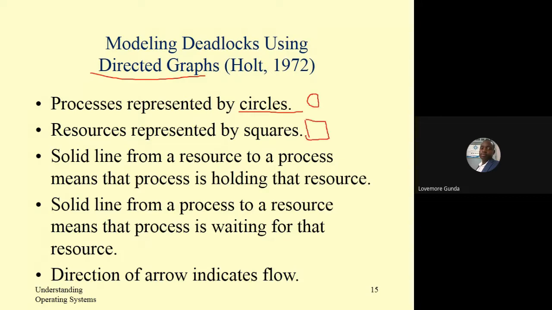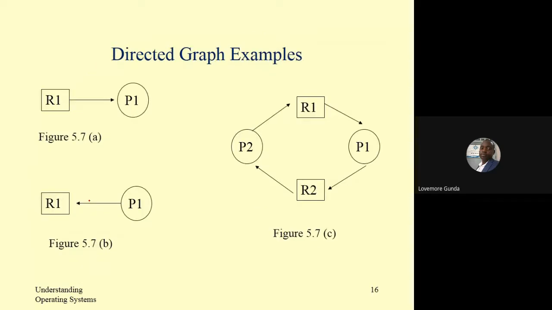So a line between the resource and the process will mean something different depending on the direction of the arrow. If the line is coming from the resource to the process, it means the process has been allocated the resource and it is holding on to it. If the line is coming from a process to a resource, it means that the process is requesting that resource and is waiting for that resource to be available, right? So what are we saying?